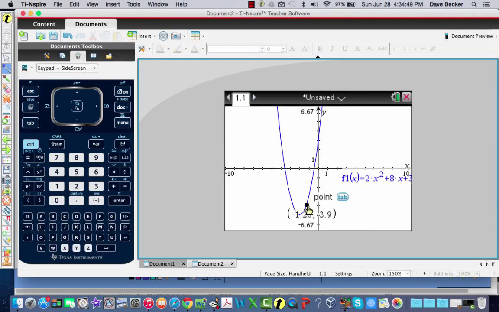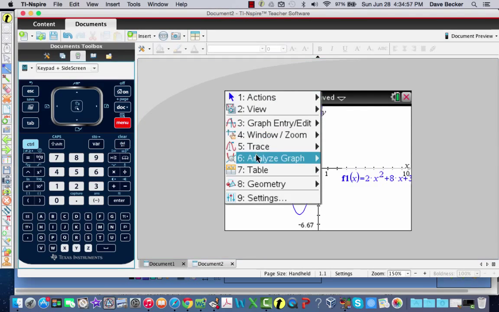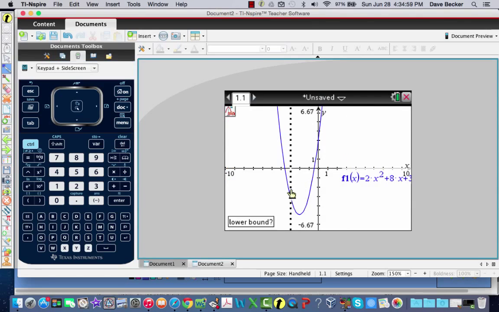Oh no, it doesn't. I wonder why it stayed there. Let's get rid of that and find the minimum. Menu, analyze graph, find the minimum, and there it is, -2, -5, just like we said.